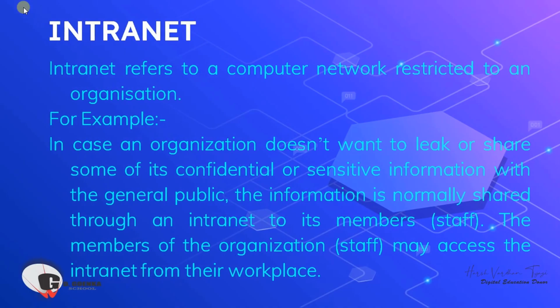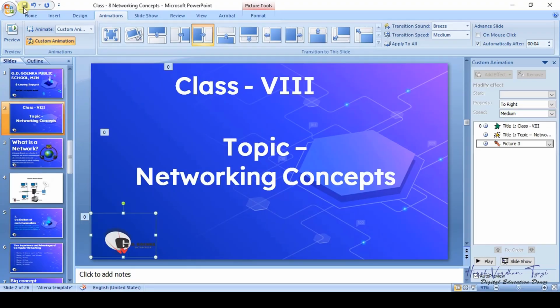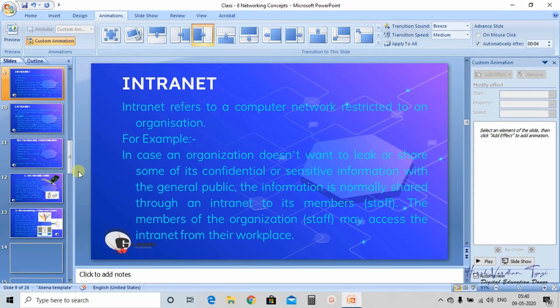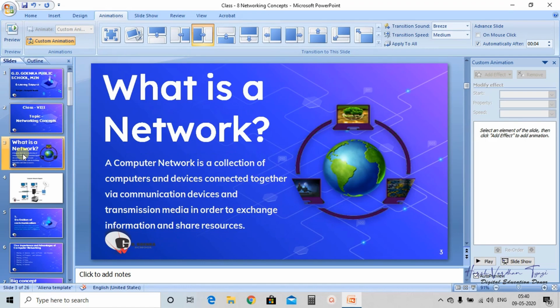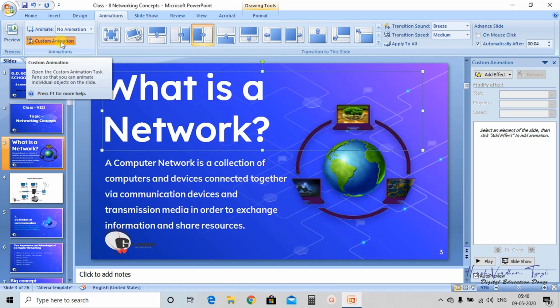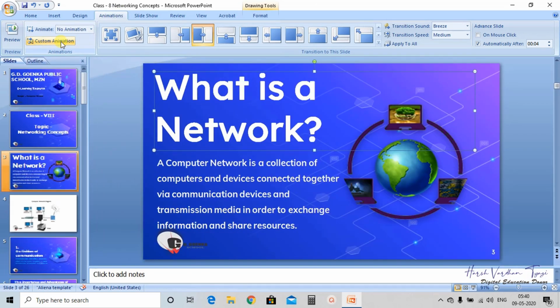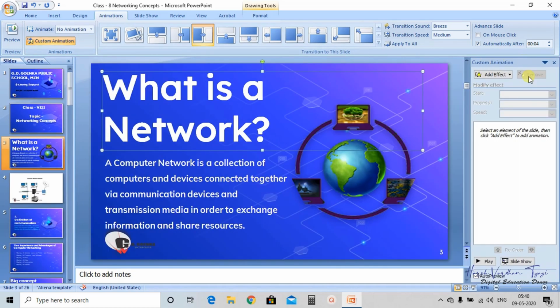So let me tell you one more time how you can apply the transition effects and animation effects on your slide. Now we are selecting the third slide, because we have not applied any animation effect here. Select the slide which you want to give an effect. Then select the particular piece of text. Okay, move to the animation tab, select custom animation. You will find a custom animation pane here on the right side of your presentation program. Then go to add effect.